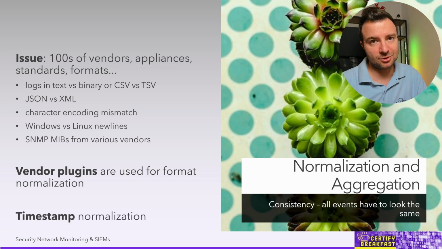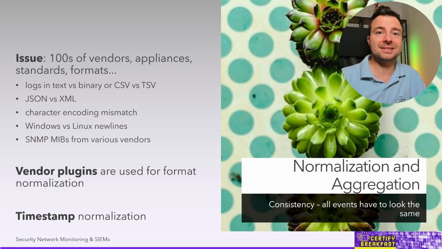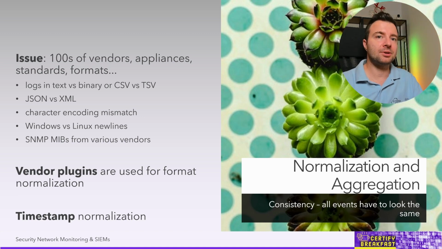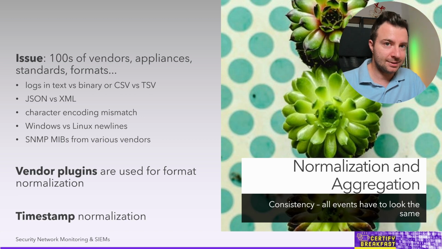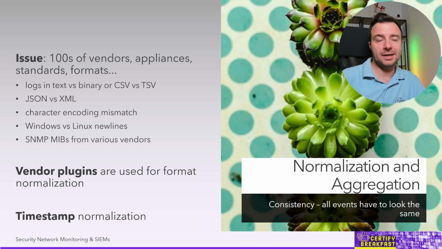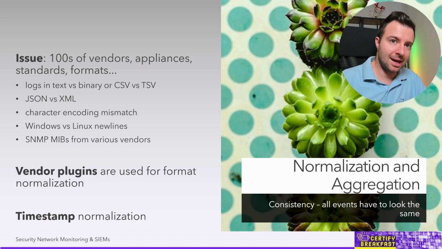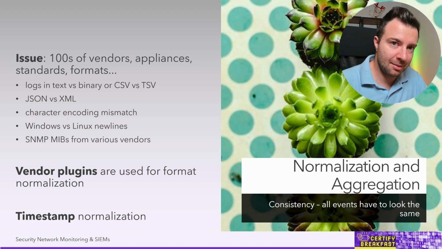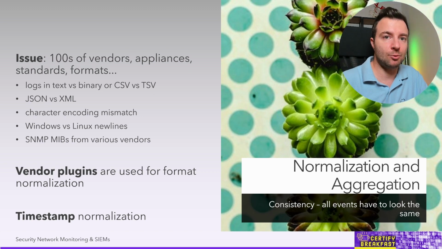And another type of normalization that is really, really important is timestamp normalization. Don't forget that we're looking for anomalies in network traffic and in network events. And if we don't have timestamp normalization, if we don't make sure that all the events that we're looking at are actually stored with their right timestamp at their right moment in time when they actually happened, we have no chance of detecting anomalies in the network.